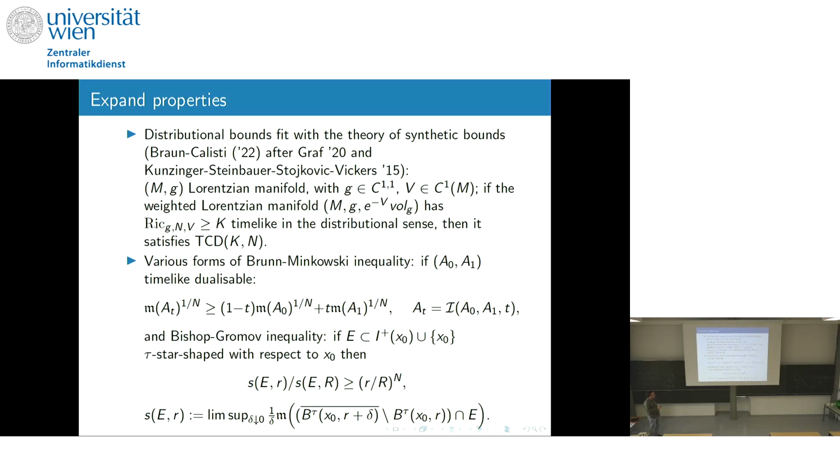If this is the case, then you can prove these concavity properties of the measure: the concavity of the map that at t associates the measure of A_t raised to the 1 over n, where A_t is the set of t-intermediate points, the union of all the t-intermediate points from A0 to A1.